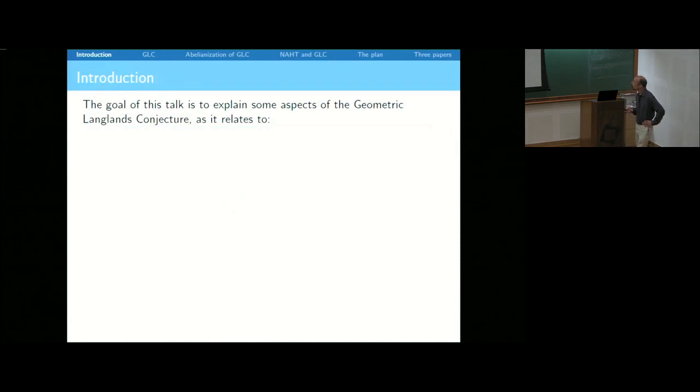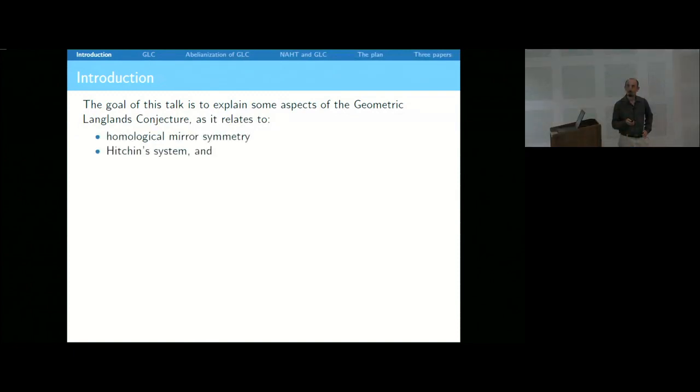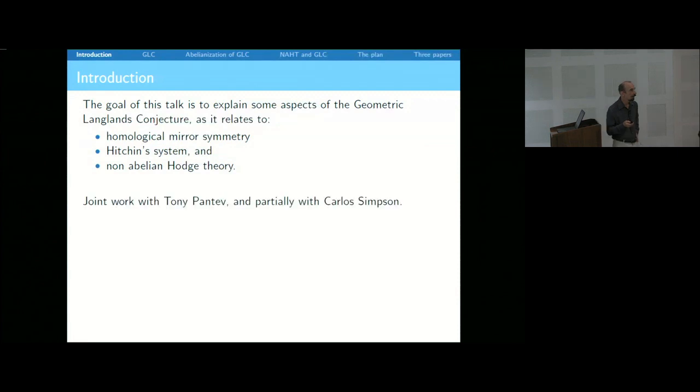Okay. So the goal is to explain the geometric Langlands conjecture, especially as it relates to homological mirror symmetry, Hitchin system, and non-abelian Hodge theory. The first of the three will be very brief. It will be mostly this. Much of what I'm saying is just going to be a general review survey, but the new results are joint with Tony Pantev and partially with Carlos Simpson.